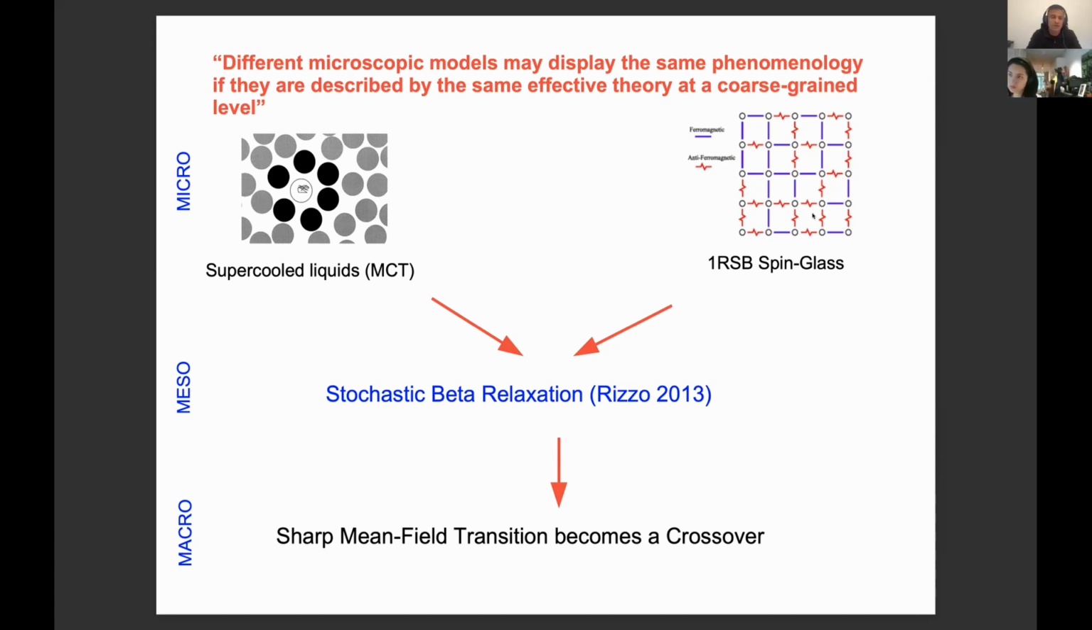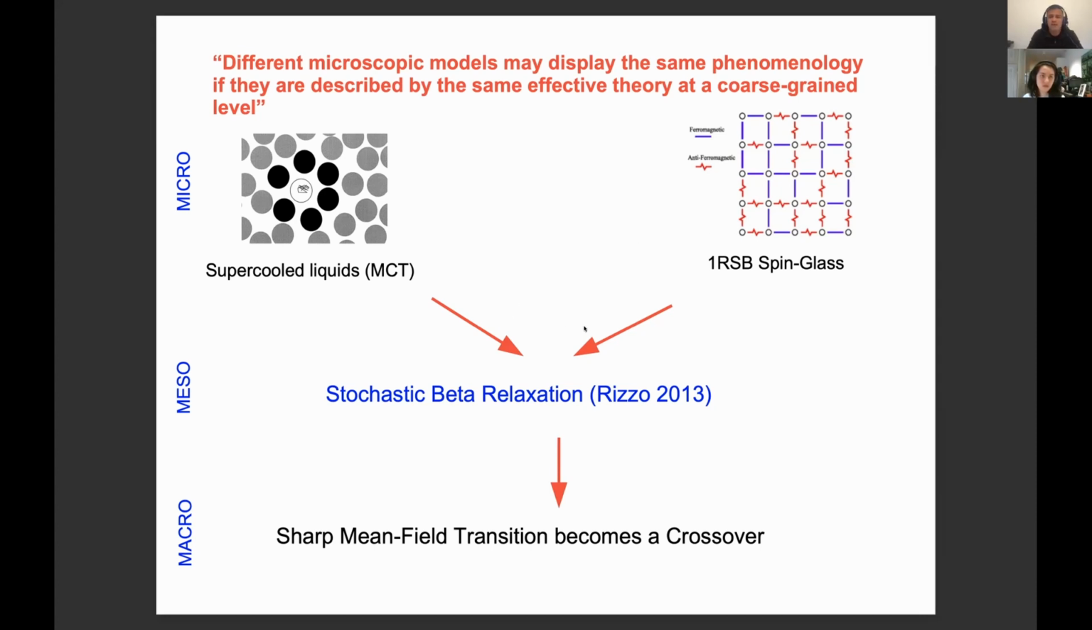Independent of the microscopic details of the model. And as you can imagine, this is a kind of mesoscopic theory with some free parameters that should be fixed coming from the microscopic. This is an open question, and I will come back to it later.